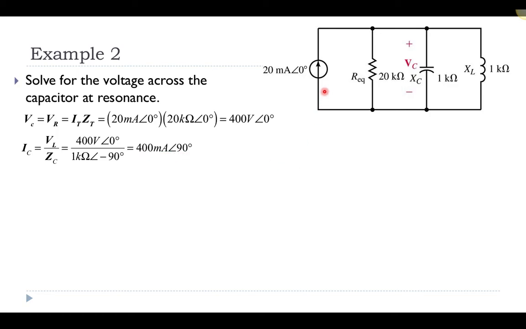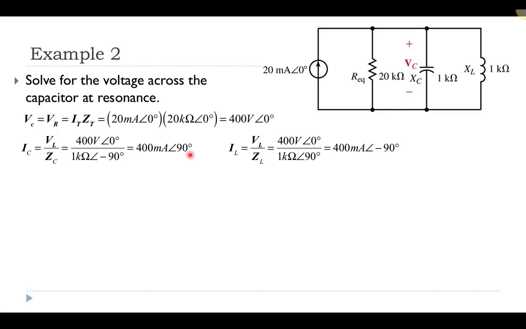So even though this circuit is at parallel resonance, and all of the current from the source goes through the resistor, there is still current going through the capacitor, and it's a very large current, right? It's significantly bigger than the current of the source.